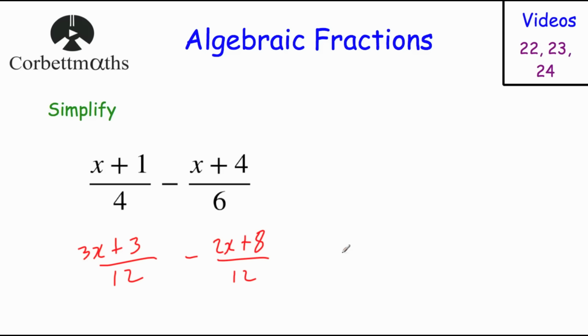And again, we want to subtract, so we're going to have equals, and we're going to have our denominator of 12. In terms of the numerator, we've got 3x take away 2x, and 3x take away 2x is 1x, or x. And then we've got 3 subtract 8, and 3 subtract 8 will be minus 5. So the answer would be (x - 5)/12.